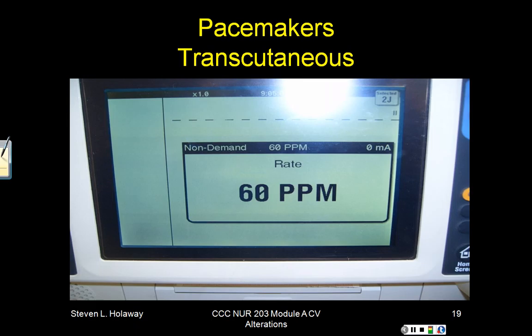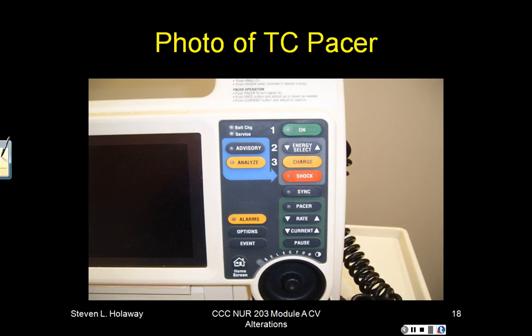Now what we're going to do is take the dial or the button, and we're going to start going up with a number of milliamps. Okay, we're going to continue to go up until we see capture. Capture means that as you see a pacemaker spike, you see directly following that pacemaker spike a QRS complex. I have slides that will show you what a capture looks like in a few moments.